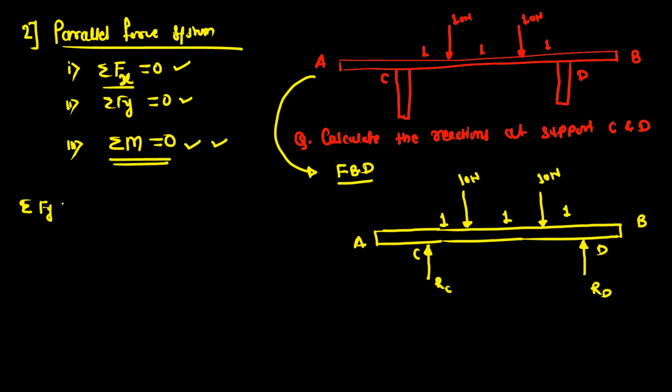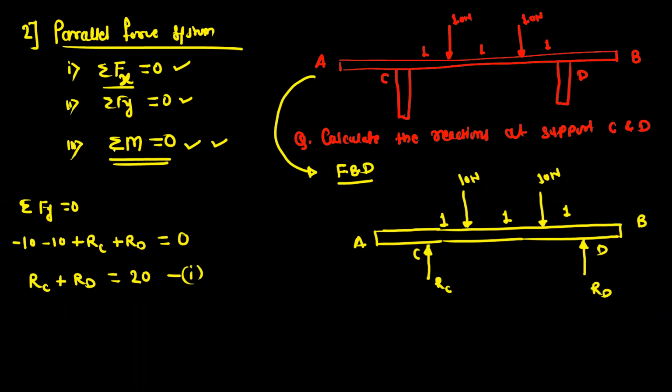Summation Fy is equal to 0, because you cannot use summation Fx equal to 0. By using this condition, you will get the equation for summation Fy: 10 Newton in the downward direction, so it is minus 10, minus 10, and RC and RD in the positive y direction, so plus RC and plus RD. Okay, so this is equal to 0. From this you will get the equation RC plus RD equal to 20. So this is your equation 1.